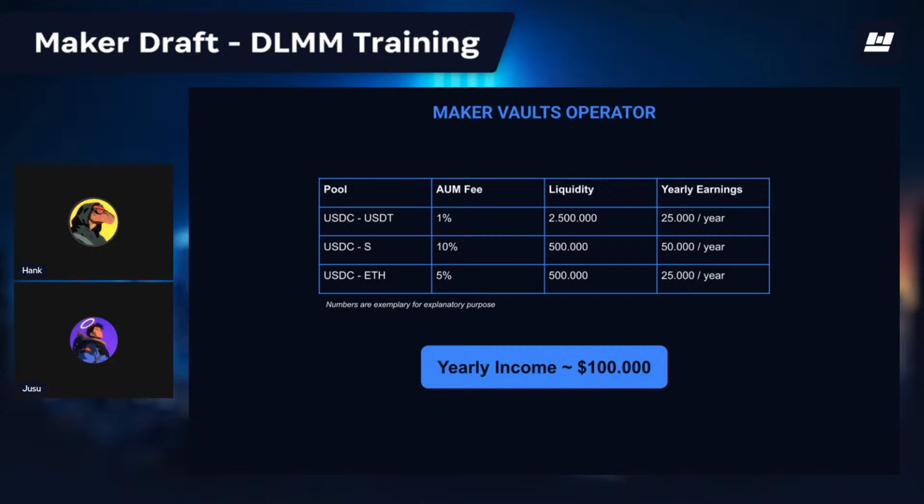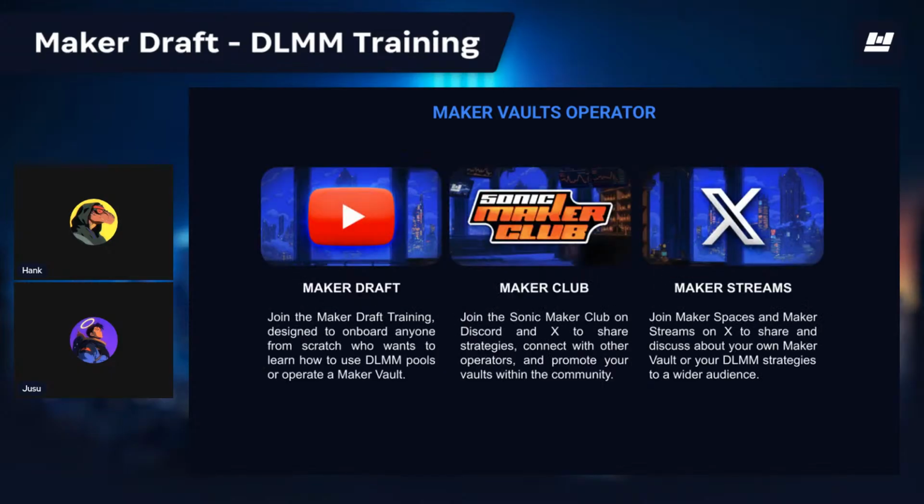Just to repeat, this is the first ever fully permissionless vault ecosystem in DeFi. This doesn't exist anywhere else. So this is the very, very start. If you want to get into this, it's not too late. It's definitely not too late. You're super, super early. And you're also not alone.